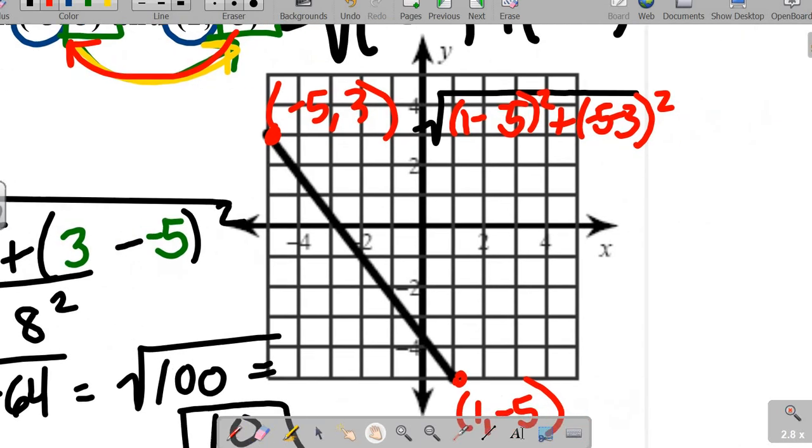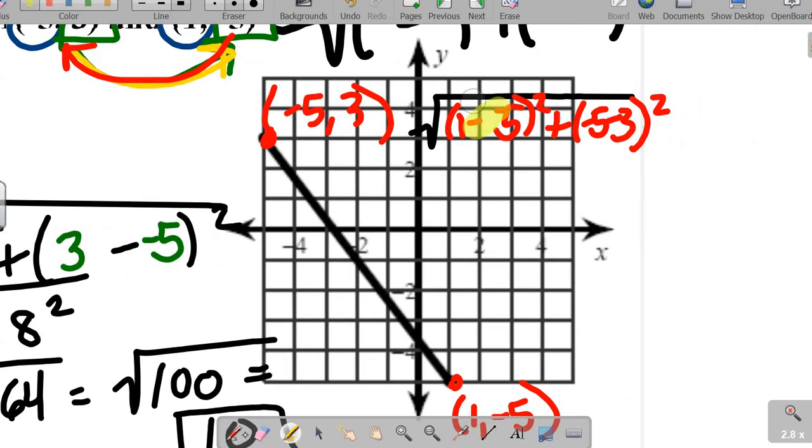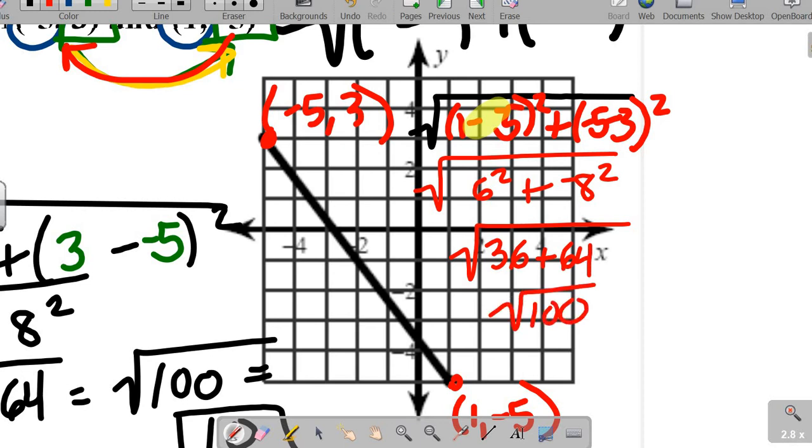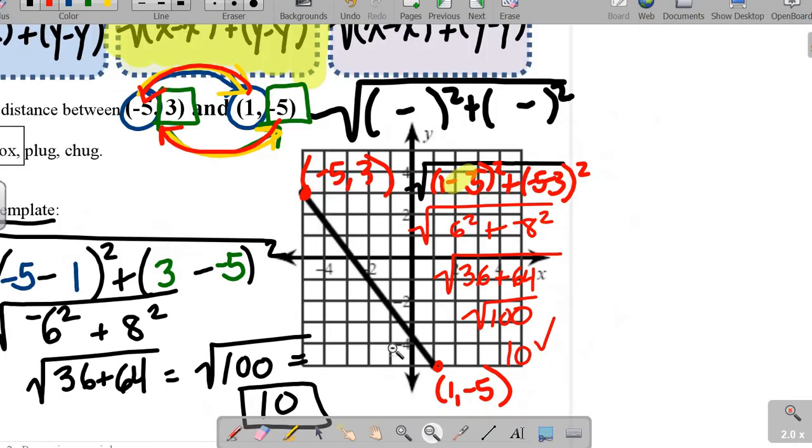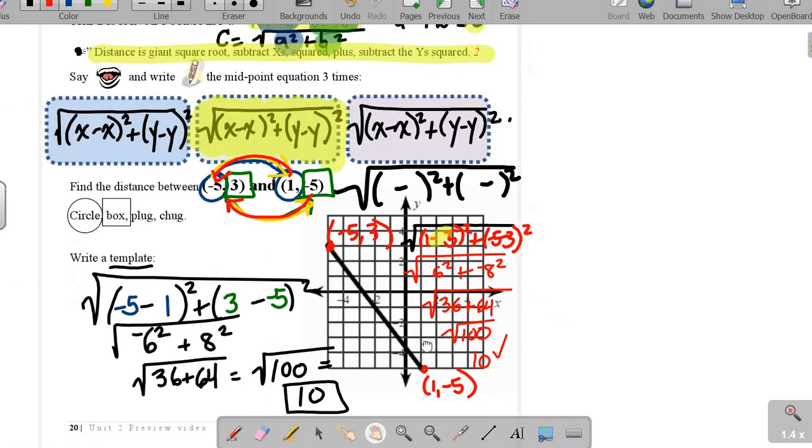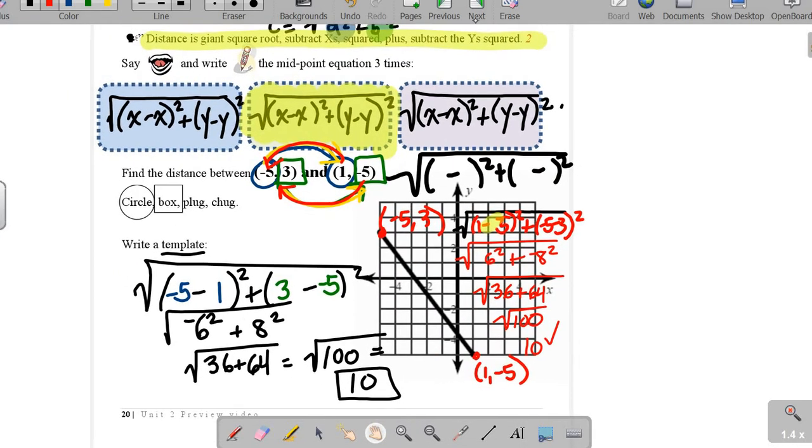If I solve here, double negative makes a positive, so this ends up being 6 squared plus negative 8 squared. 6 squared is 36, negative 8 times negative 8 is positive 64, which is a square root of 100, which is 10. So you can see it doesn't matter whether you start left to right or right to left. What does matter is whatever direction you start with, you finish.